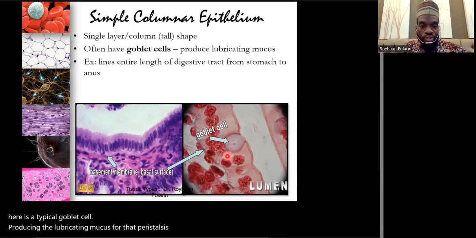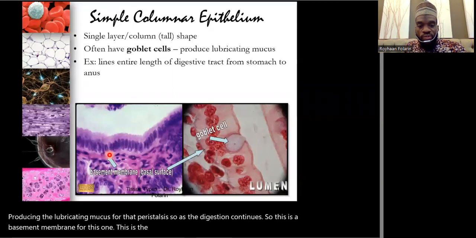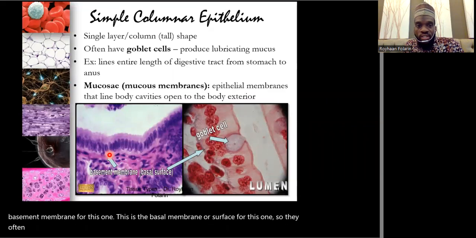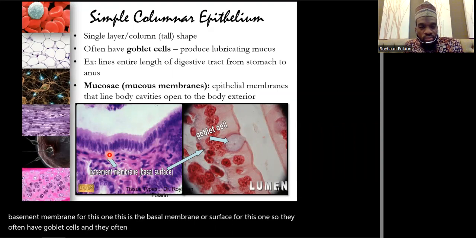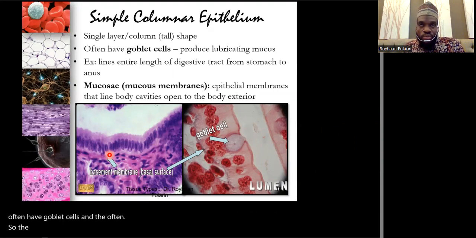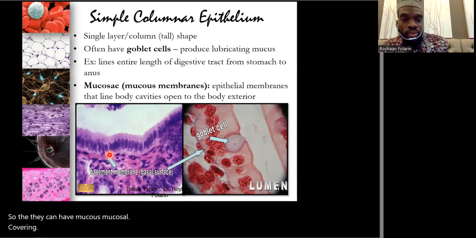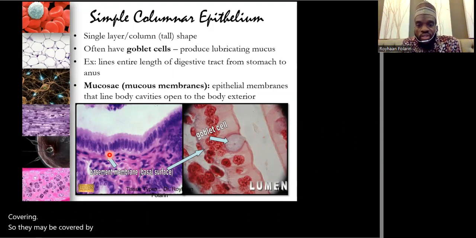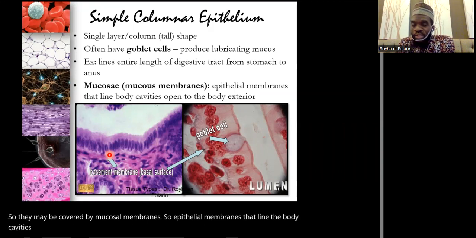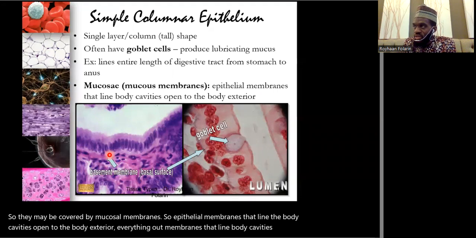So as the digestion continues, they often have goblet cells, and they may be covered by mucosal membranes. So these are epithelial membranes that line the body cavities open to the body exterior. Epithelial membranes that line body cavities open to the body's exterior.